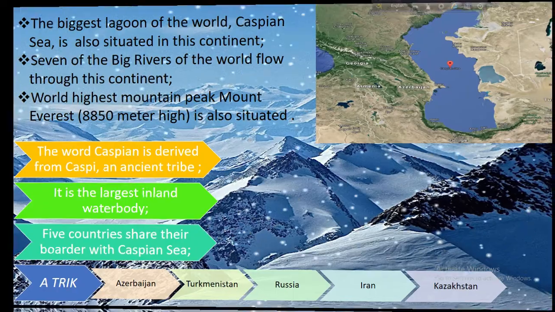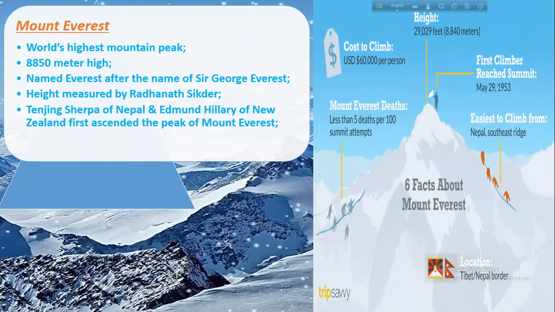So, dear learners, we will know about Mount Everest. Follow here the parts of Mount Everest and 6 facts about it. The Tibet-Nepal border is the easiest way to climb up these mountains. This is the Nepal southeast ridge, easiest to climb from, and this is the western part here.